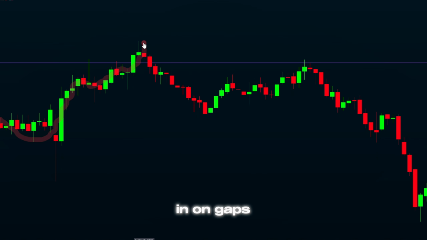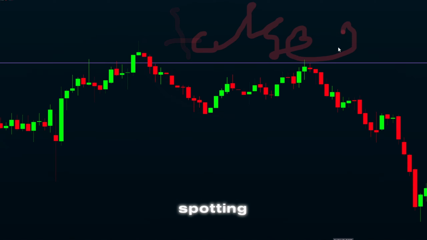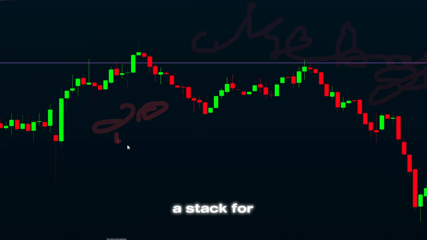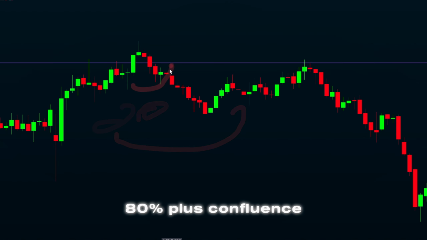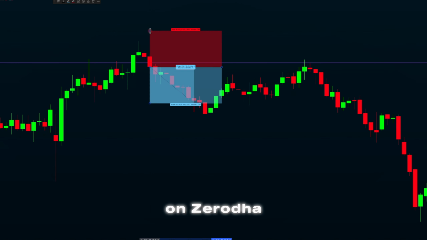These zero in on gaps, breaks, and raids where institutions manipulate liquidity for high probability entries. For each, we'll cover the setup details, why it crushes the institutional trap, step-by-step spotting, full entry-exit mechanics, NSE risk for wild swings, pro mistakes to dodge, and a stack for 80% plus confluence. All raw price action. Fire up your 5-minute, 15-minute, or 1-hour charts on Zerodha Kite, TradingView, or whatever you use.